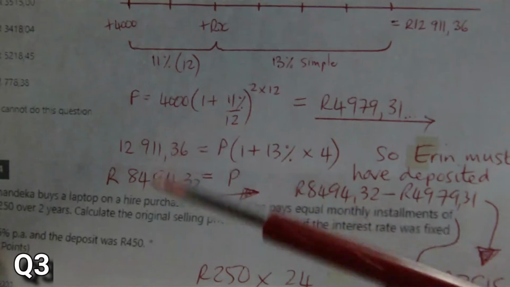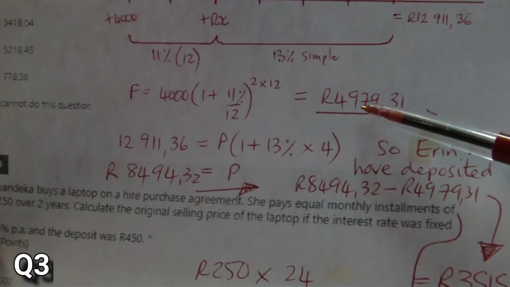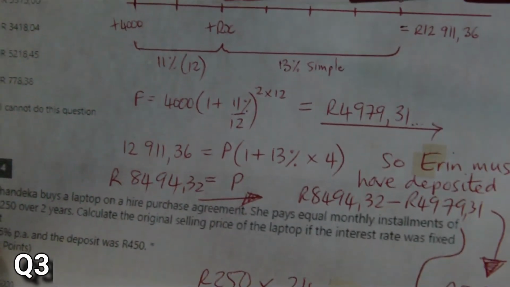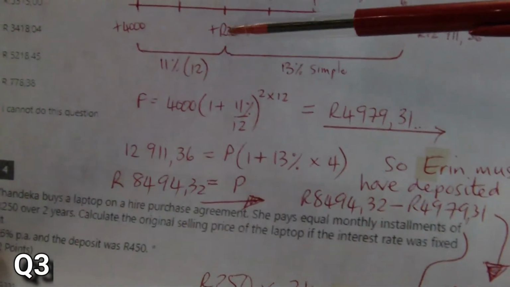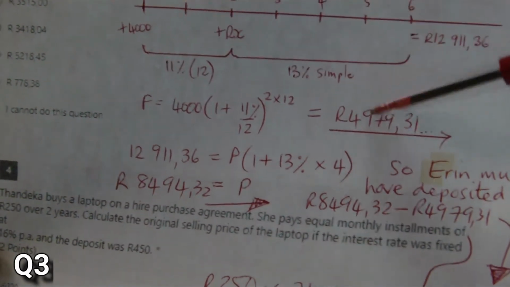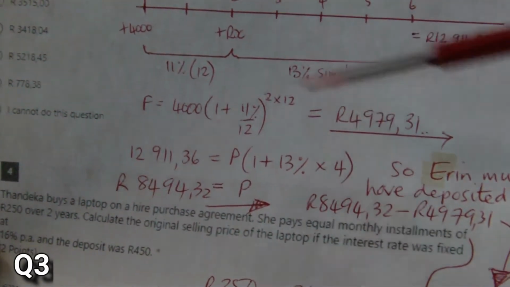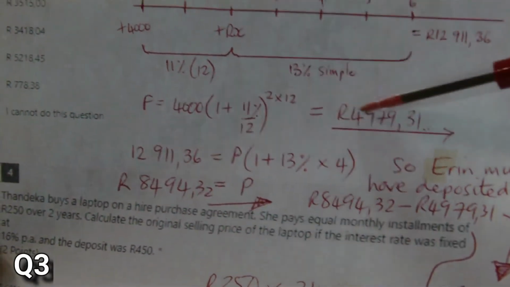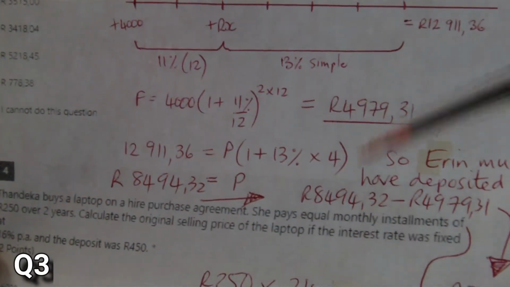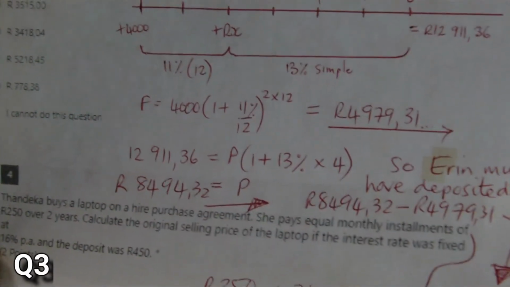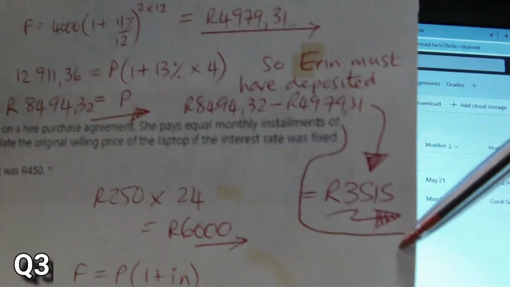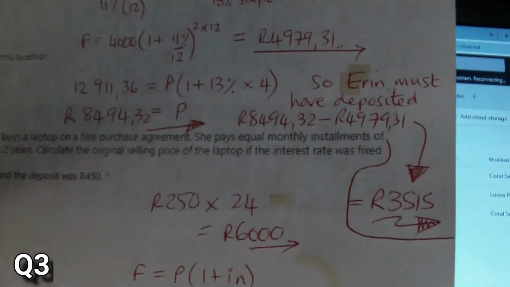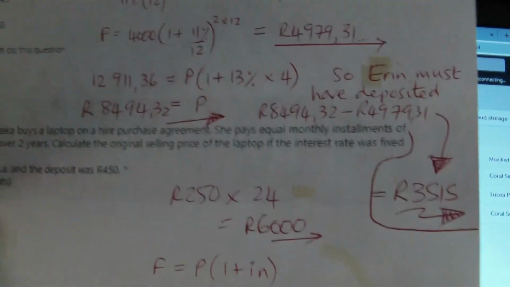8,494. But don't forget that there was already 4,000 Rand in the account after 2 years. So Aaron added to that 4,000 and it became this 8,000. So the difference between these two numbers here is what Aaron added after the second year, which was 3,515 Rand. I hope that makes sense. If it doesn't, hey, WhatsApp me.